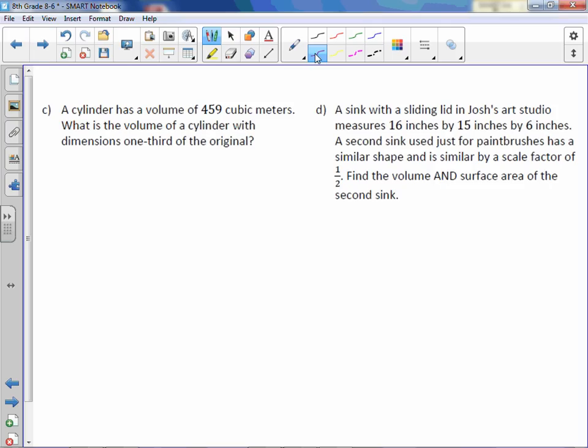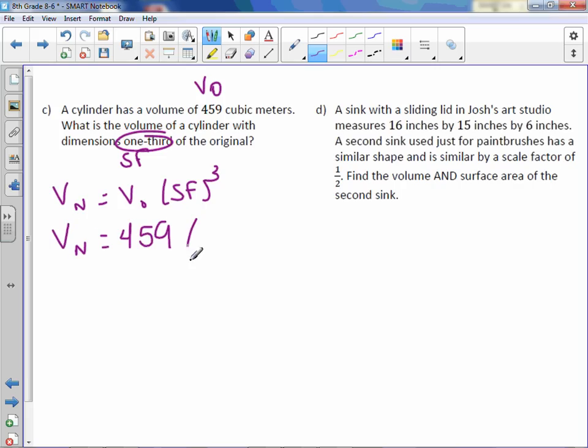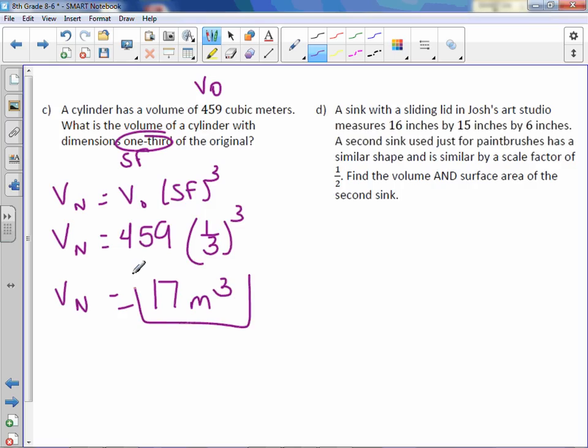Letter C. A cylinder has a volume of 459 cubic meters. What is the volume of a cylinder with dimensions 1/3 of the original? Volume of new equals volume of old times scale factor cubed. Volume of new equals 459 times 1/3 cubed. Our new volume is 17 cubic meters.